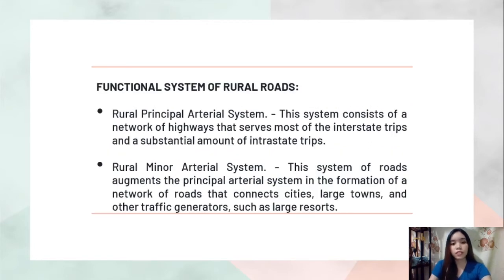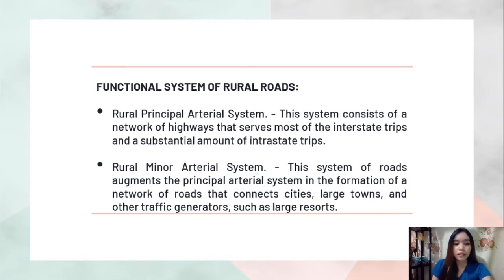Next is the functional system of rural roads. The first one is the rural principal arterial system. This system consists of a network of highways that serves most of the interstate trips and a substantial amount of intrastate trips. Virtually all highway trips between urbanized areas and a high percentage of trips between small urban areas with a population of 25,000 or more are made on this system.